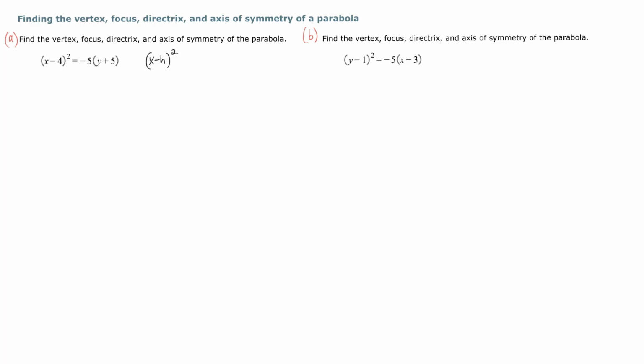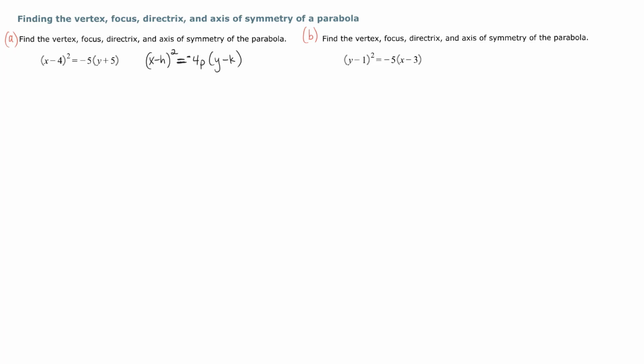(x minus h) quantity squared is equal to 4 times p times (y minus k), excuse me. I'm going crazy reading the problem. And in this case, we do have a negative here. So we have a negative 4 times p.